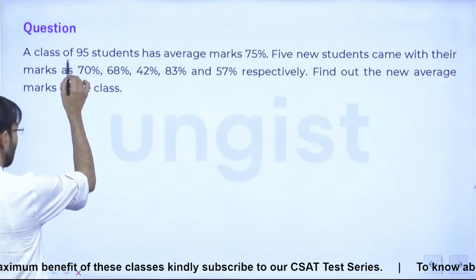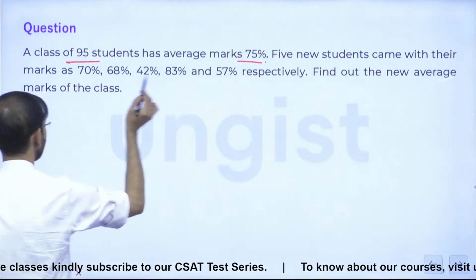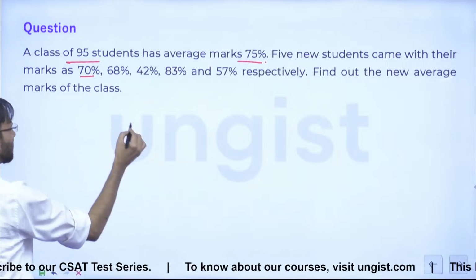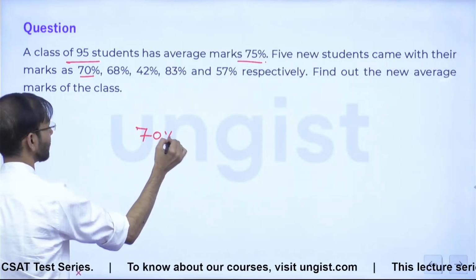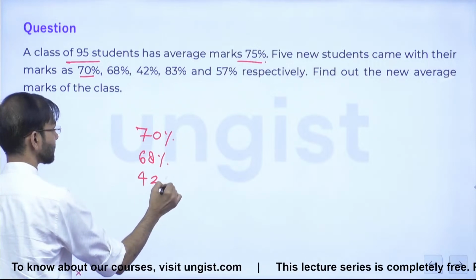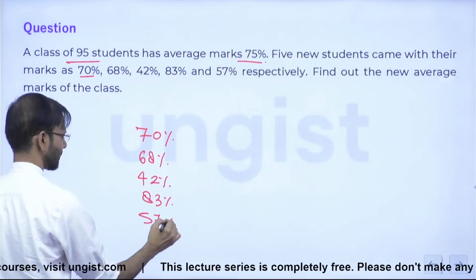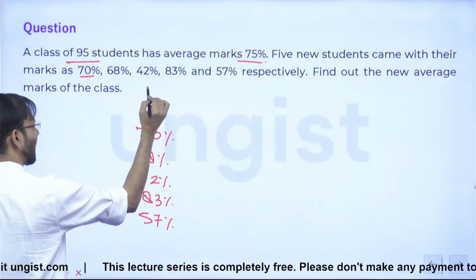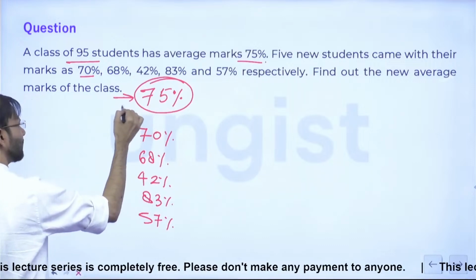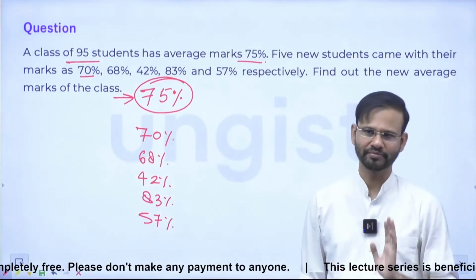The question says there is a class of 90 high students, with the average marks as 75%. 5 new students are joining, with their marks as 70%, 68%, 42%, 83% and 57%. Guys, the average before joining them is given as 75%. Correct? The old average is given as 75%.